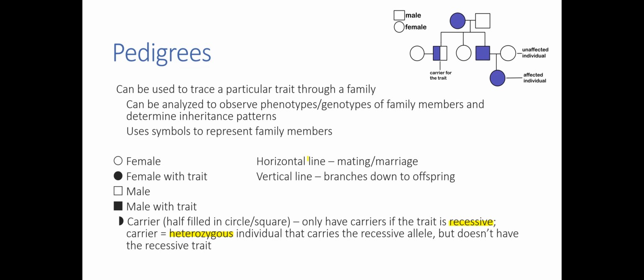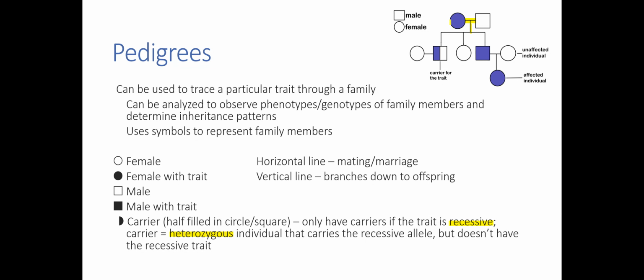Now, also in pedigrees, we see relationships. So if you see a horizontal line between a circle and a square, that means a marriage or a mating, okay? They don't actually have to be married. And then a vertical line comes down and it branches to all of their children.